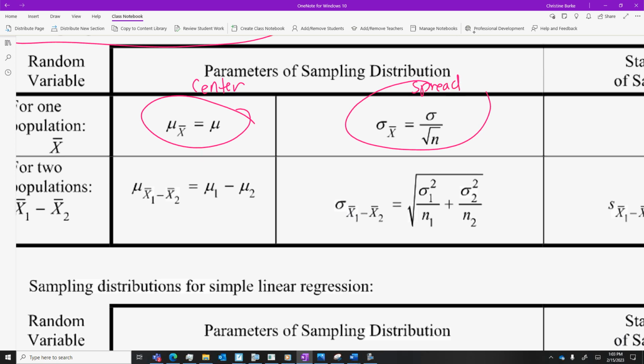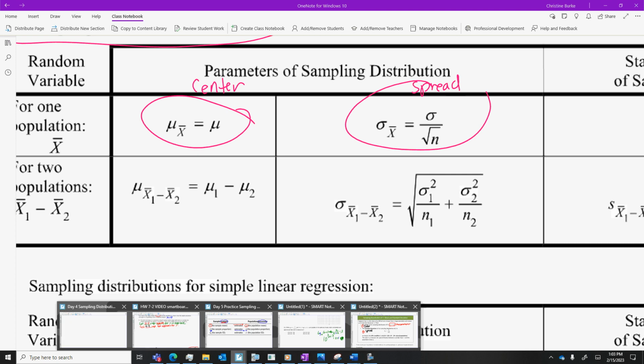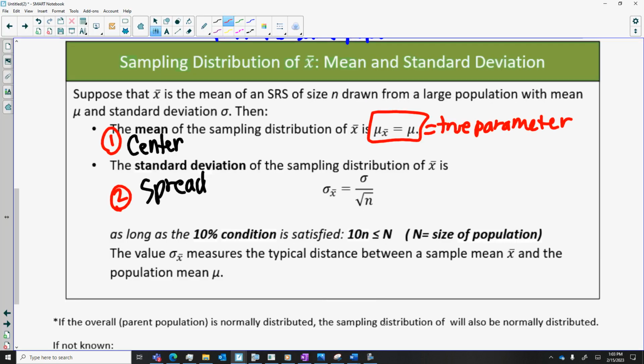Okay, so I'm going to use these two formulas now on the page here. So the standard deviation is sigma divided by the square root of n, where n is the sample size. Now think about this. The sample size is in the denominator, okay?